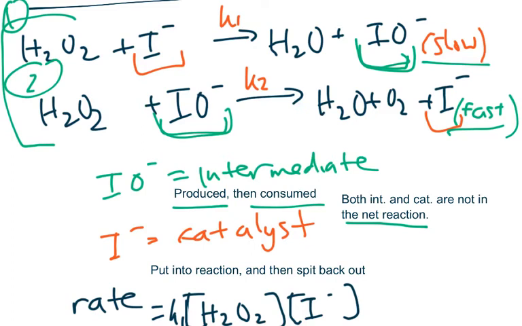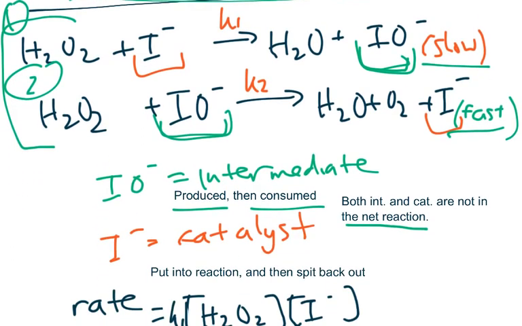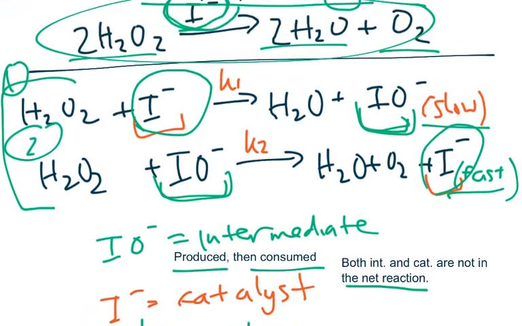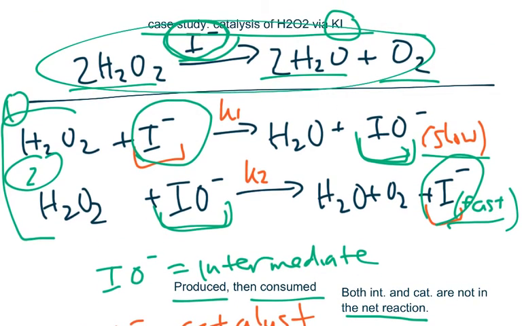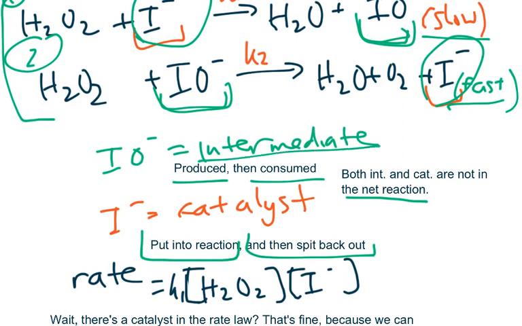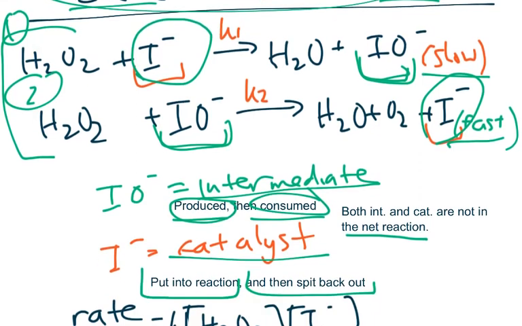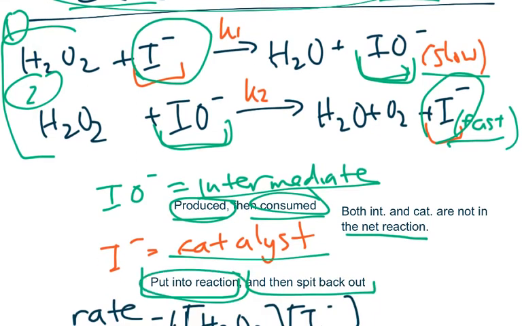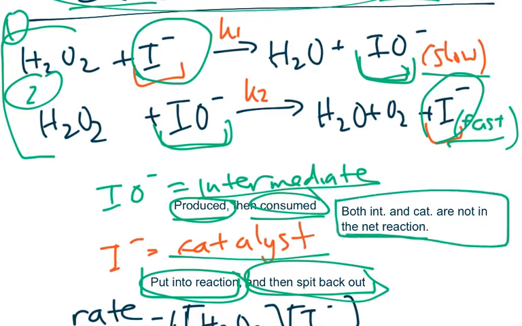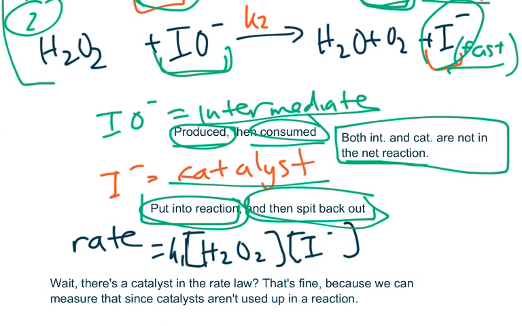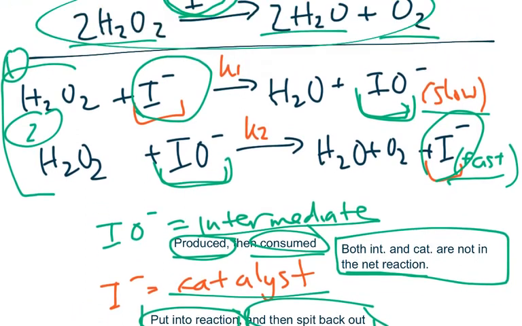Now, which one is a catalyst? We know that I- is a catalyst, but why is that? Well, immediately when we put I- in, it gets spit back out. So it gets put in here and it gets spit back out. And overall, it's not consumed in the reaction. But the difference between an intermediate and a catalyst is that while an intermediate is produced and then consumed, a catalyst is put into a reaction and then spit back out. But a similarity between the two is that they are not found in the net reaction. So that's all for that part, and now let's try to find the rate law.